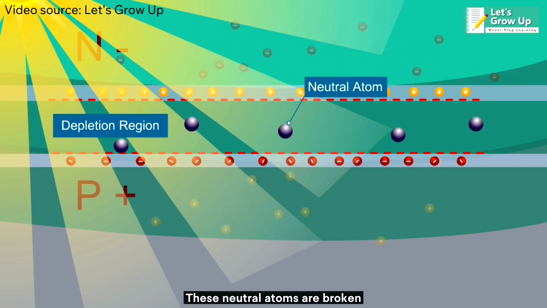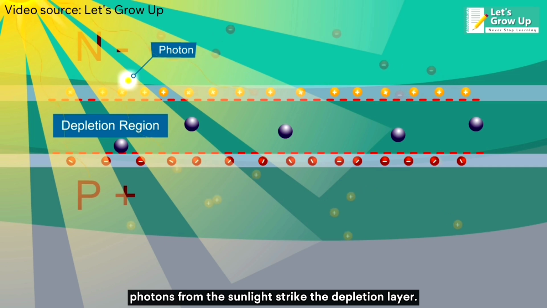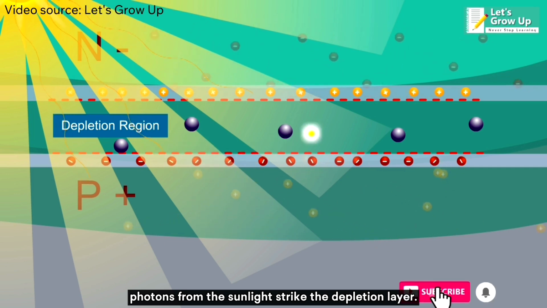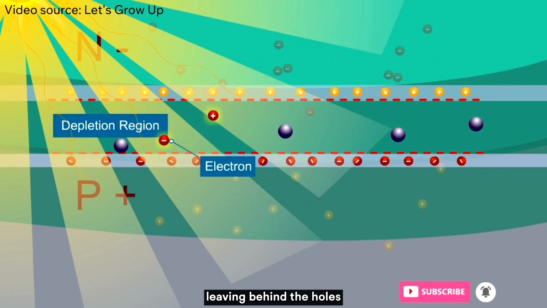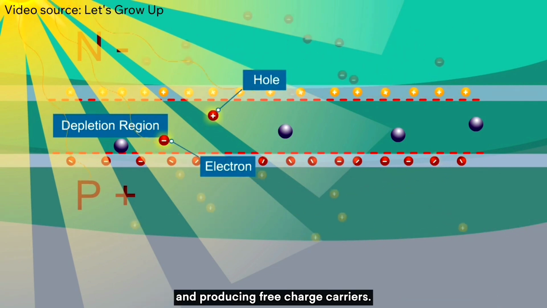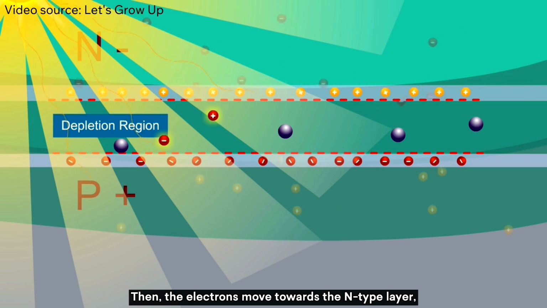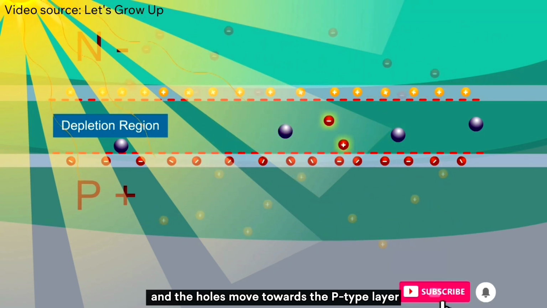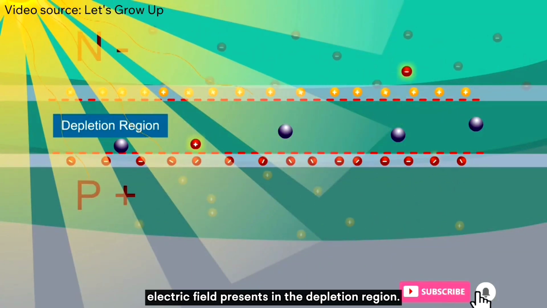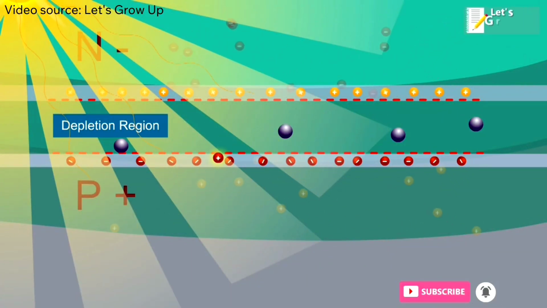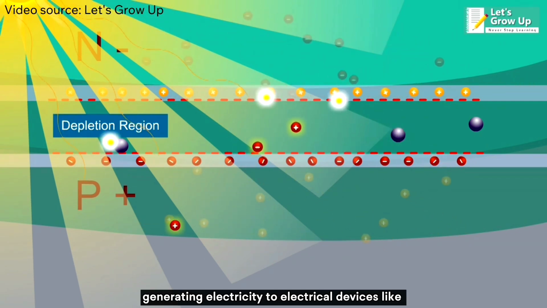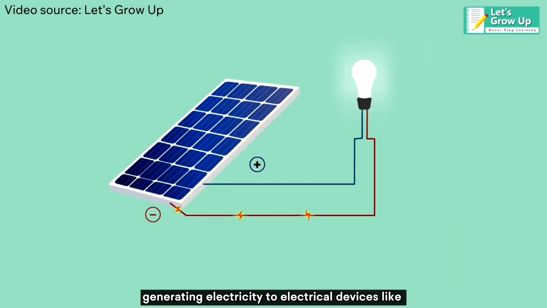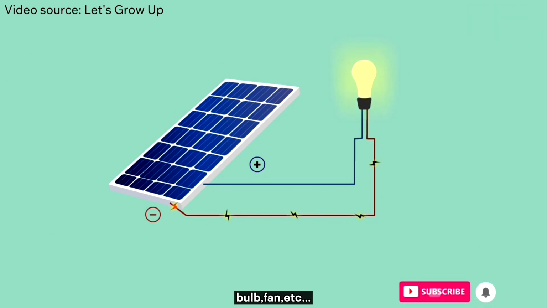These neutral atoms are broken when the photons from the sunlight strike the depletion layer. This knocks the electrons from the neutral atoms, leaving behind holes and producing free charge carriers. Then, the electrons move towards the N-type layer and the holes move towards the P-type layer due to the electric field present in the depletion region. On connecting an electronic circuit, the electrons flow through it, generating electricity for electrical devices like bulbs, fans, etc.